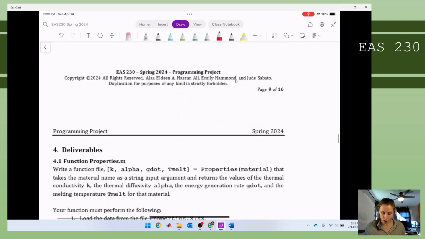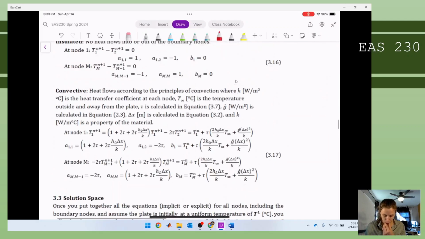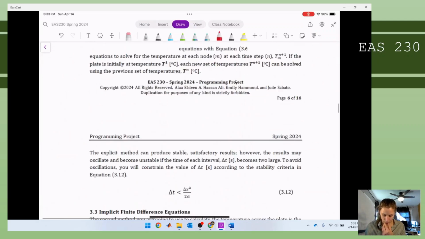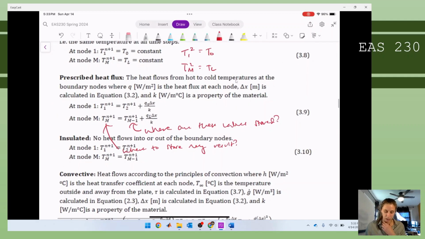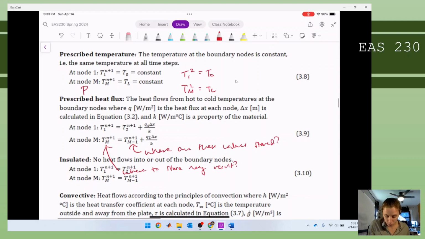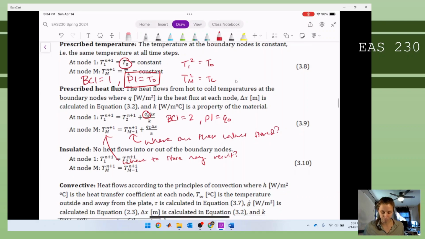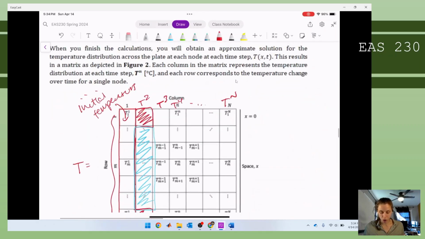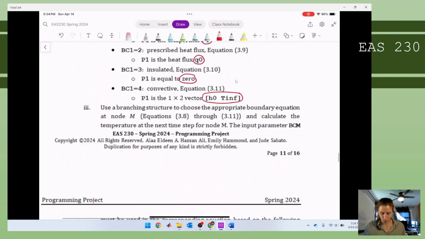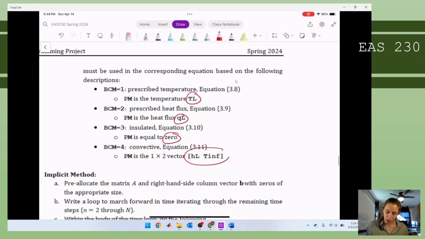So if you look at the equations used for your boundary conditions, I'll go up to the explicit. If you look at the ones used for the boundary conditions, essentially, you don't have an input called T1, but you have an input called P1. So if BC1 equals 1, then P1 equals T0. So keep in mind what P1 is, because it's different depending on what your boundary condition is. If BC1 equals 2, then P1 equals Q0. So now, instead of this being T0, now this is Q0. So make sure you use P1 appropriately in your equations. Same thing with PM. Make sure you use PM appropriately in your calculations.